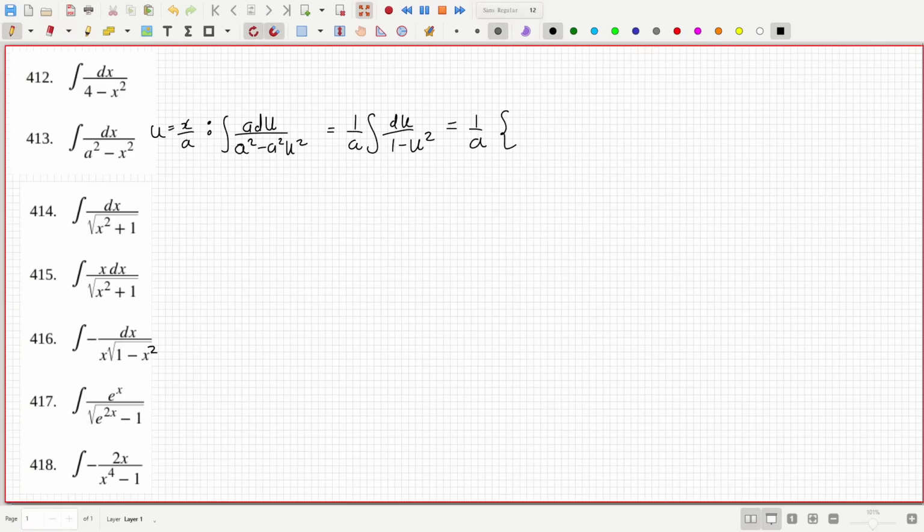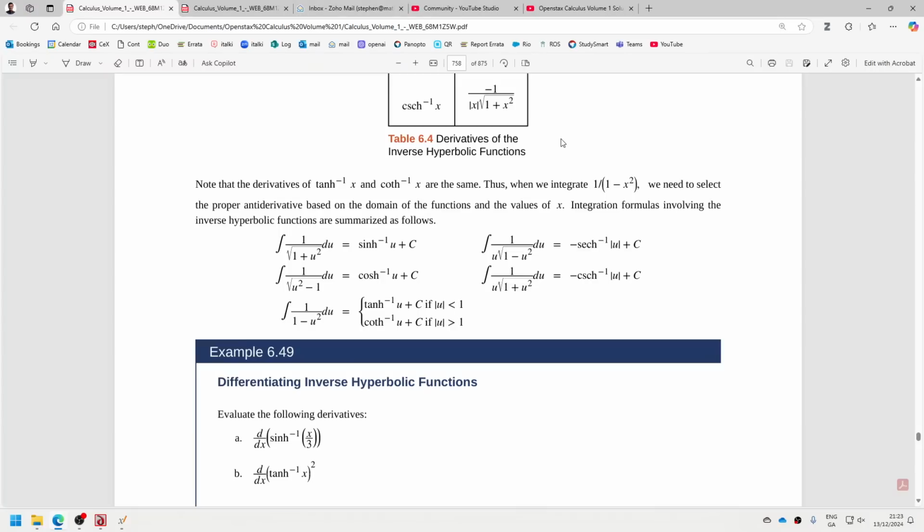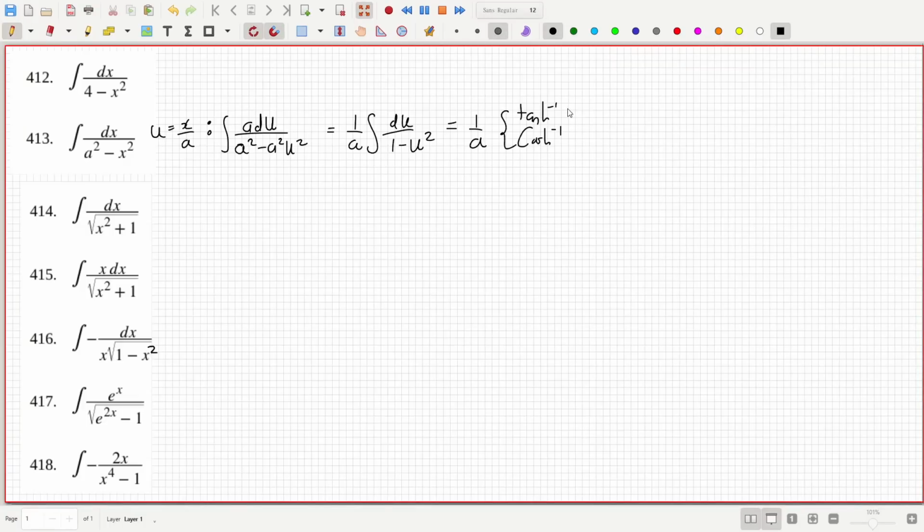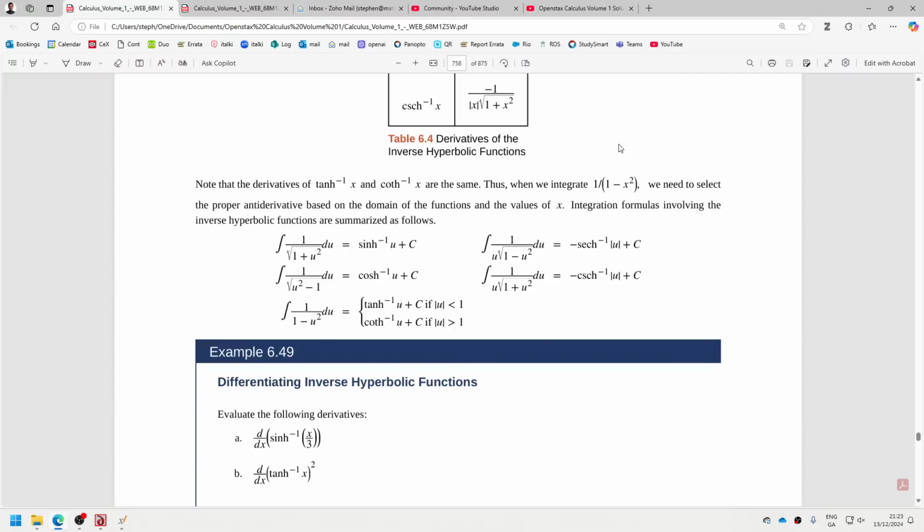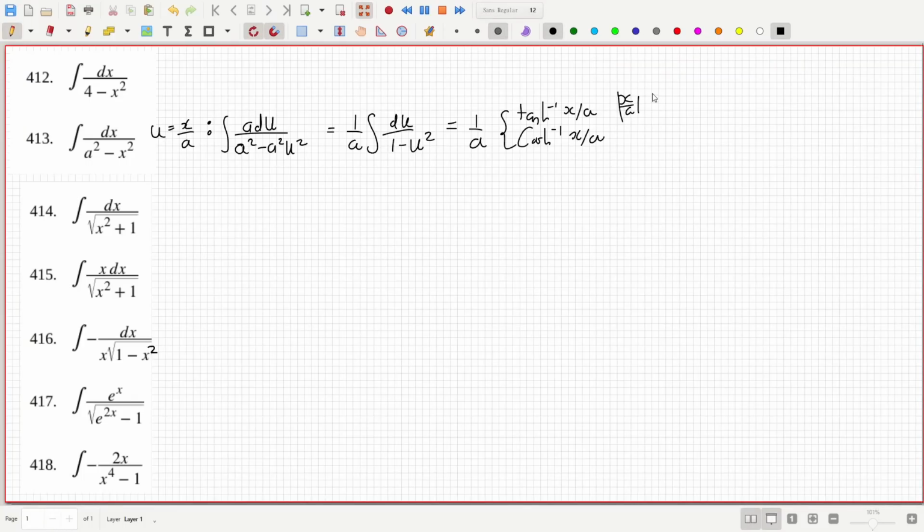tan or cos, tan inverse or cos inverse of u, which we said is x over a, and that depends on whether x over a is less than or more than 1. So this would be the same. A is 2, so it'd be a half either tan or cos x over 2, dependent on whether or not x is this or this.